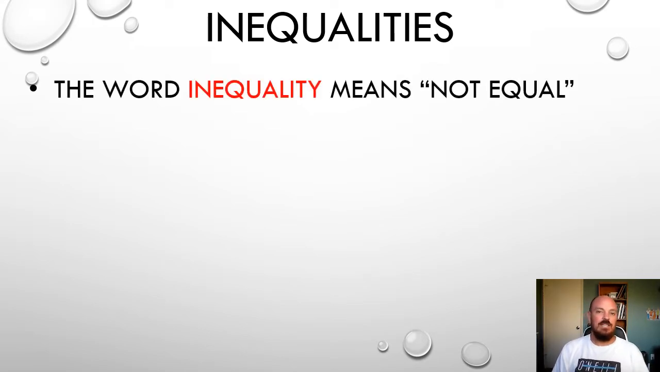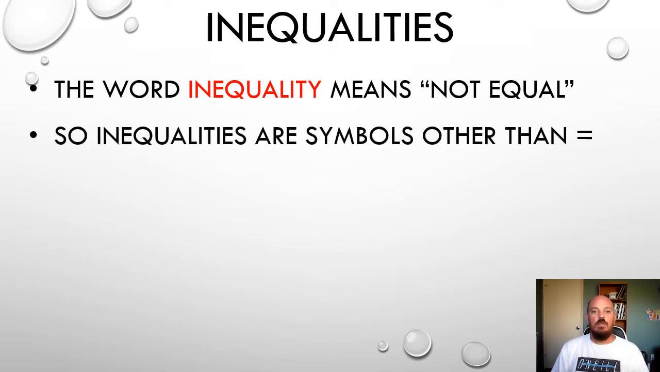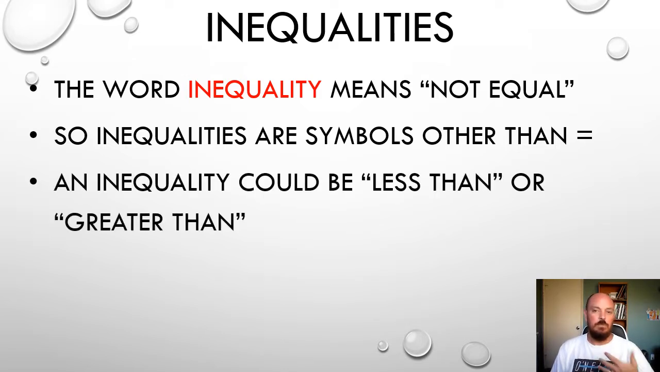Now if you look at the word inequality, you can see the word equal in it, but when you put the prefix in front of something, it means not. So inequality actually means not equal. It's going to be any symbol other than just an equal sign. So what we're really talking about most of all is things like less than, or greater than, or possibly less than or equal to, or greater than or equal to. So those are our four main inequalities. There are a few others that you might see, but those are the main ones.